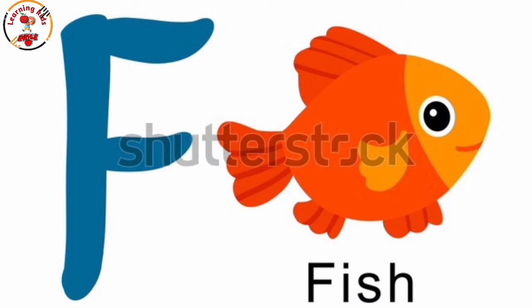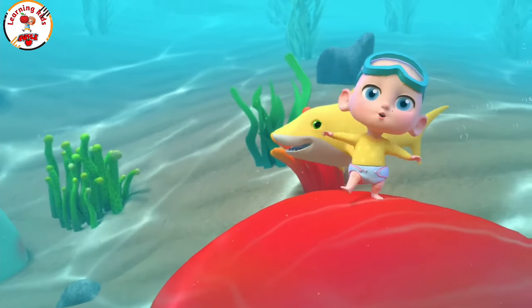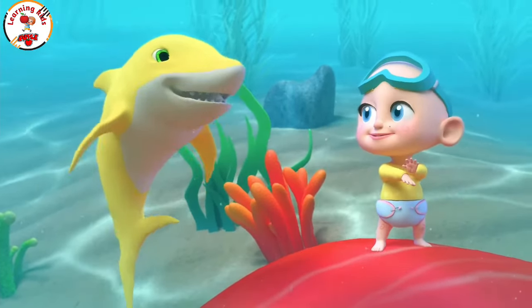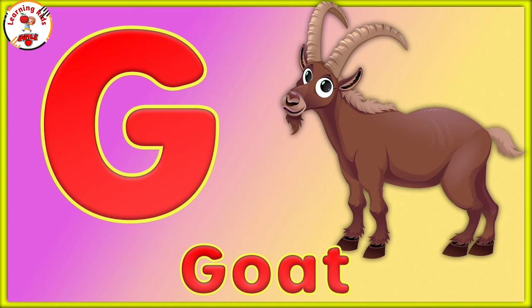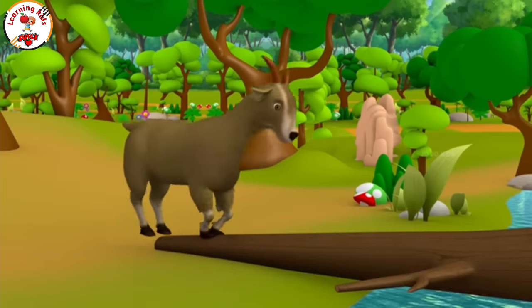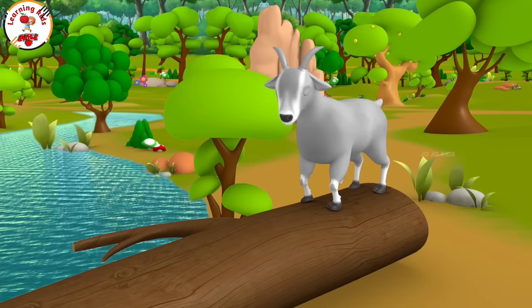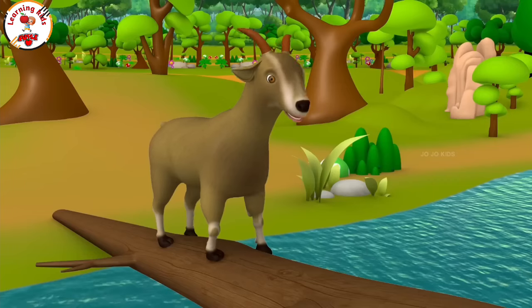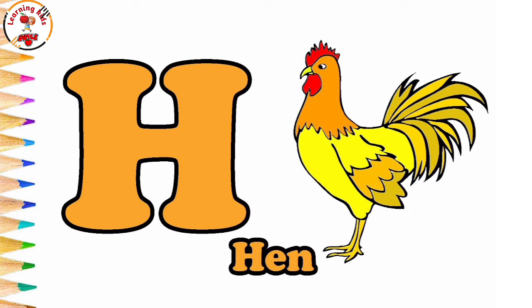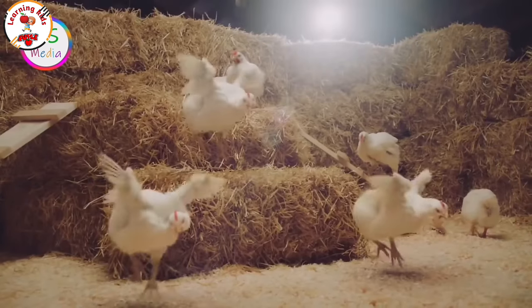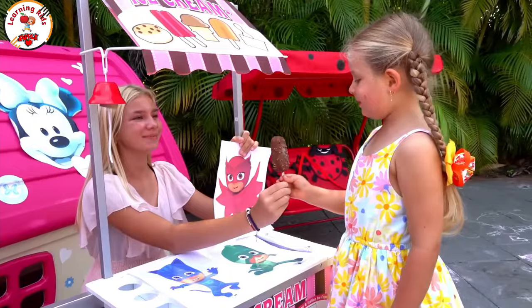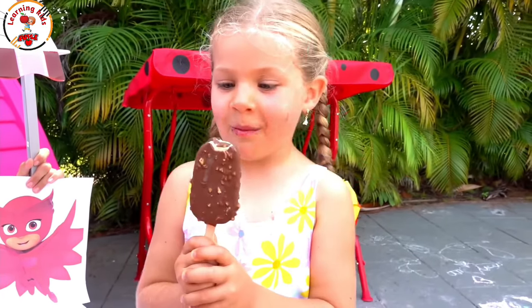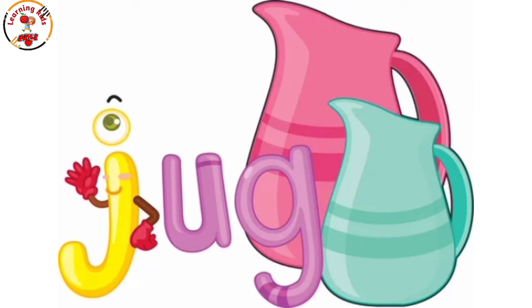F for fish. G for goat. H for hen. I for ice cream. J for jug.